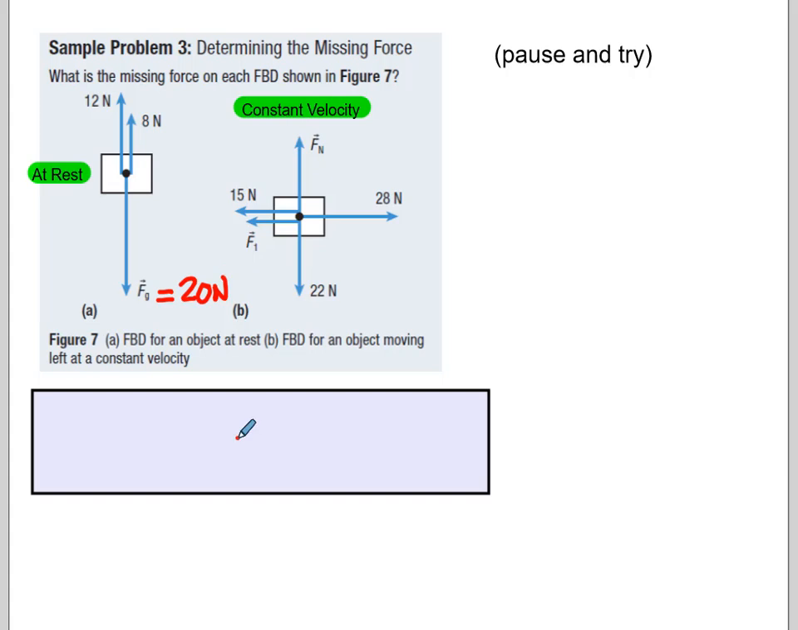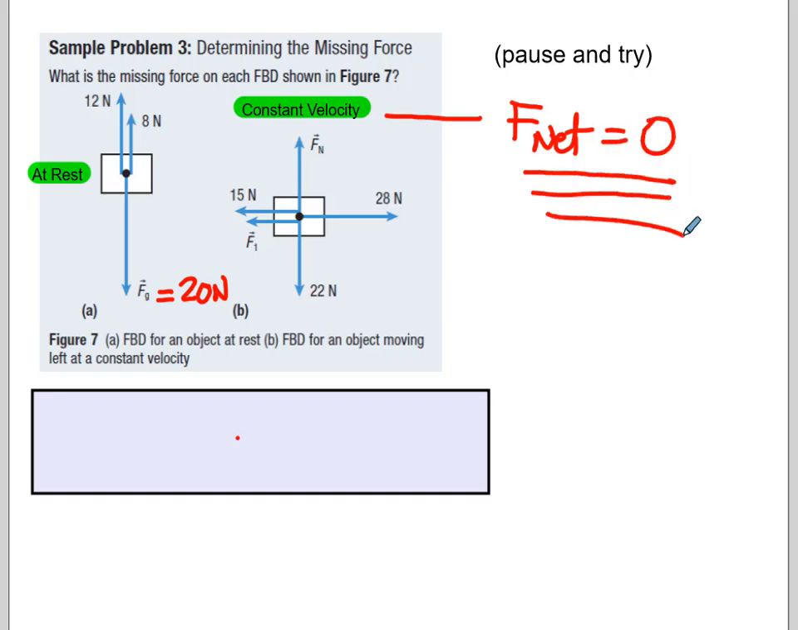Okay, the next one, and this is where people get caught. This one's moving at constant velocity. If you look here, I have a normal force, that's this one right here, and a gravitational force or some force acting down, that's 22 newtons. Now if this thing is at a constant velocity, that means the net force equals 0. That is huge. With that concept in mind, you can say the normal force here must be 22 newtons because it has to balance this force.